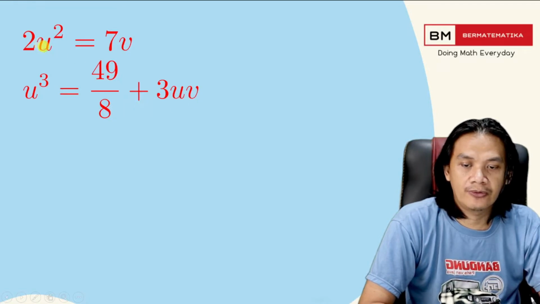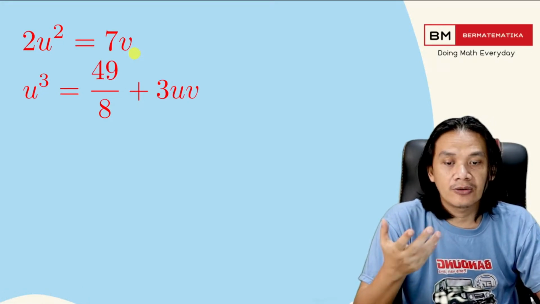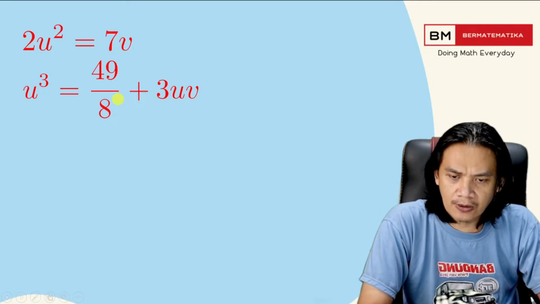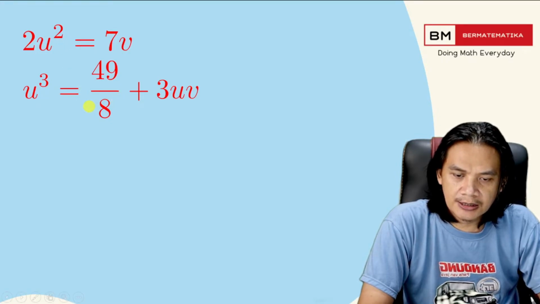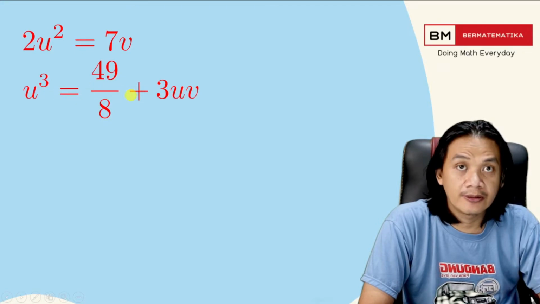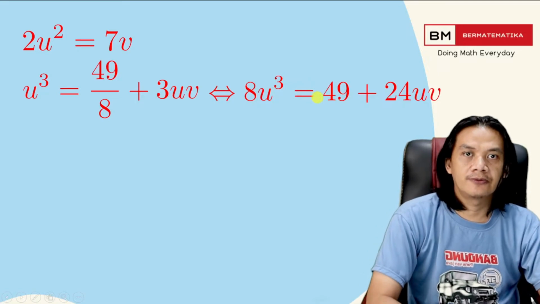We also have 2u squared equal to 7v. So we would like to find out what u and v are from these two pieces of information. Let's take a look at how we relate these two equations. For example, let's rewrite this equation so that we are not involving fractions. Multiply both sides by 8, and we get 8u cubed is equal to 49 plus 24uv.